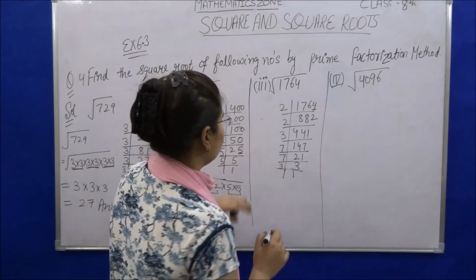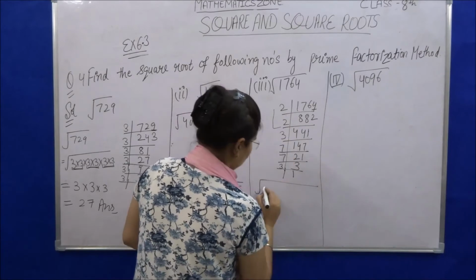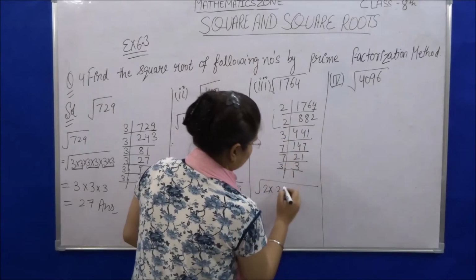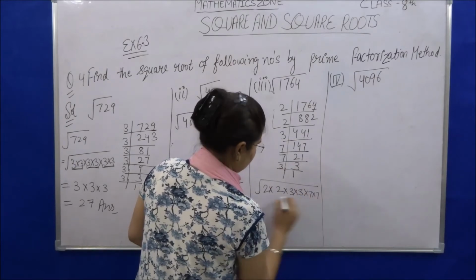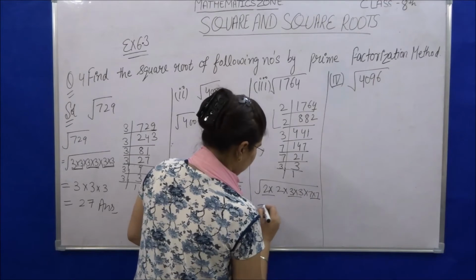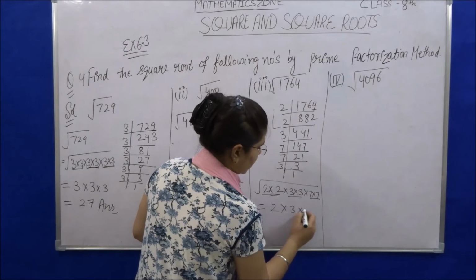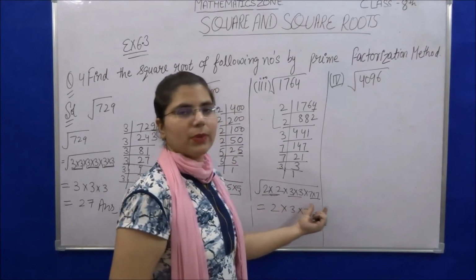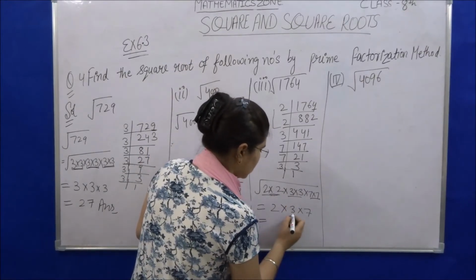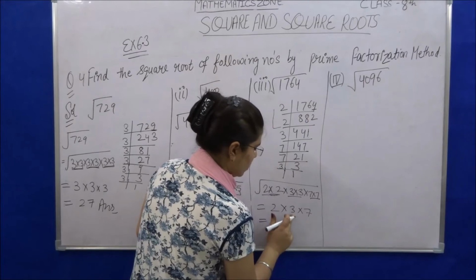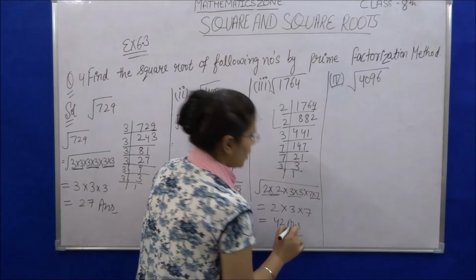Now in this way we will get 2 times 2, 3 multiplied by 3, 7 multiplied by 7. So we will take the pairing of these numbers. 2 will be taken out from one pair, 3 and 7. So from all these pairs, one number will be taken out from the square root. So product of these numbers will be 7 times 3 is 21, 21 multiplied by 2 will be 42. So this is our answer.